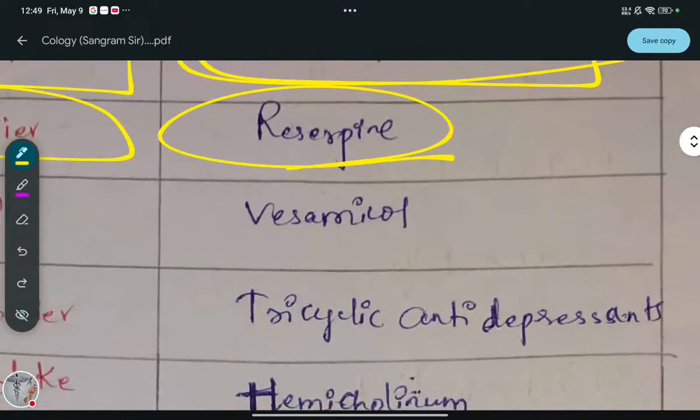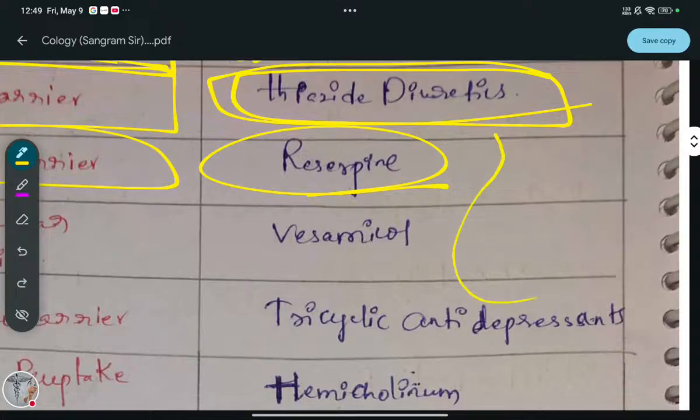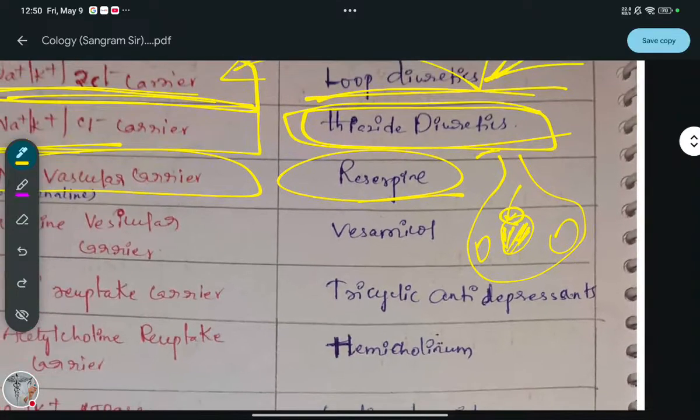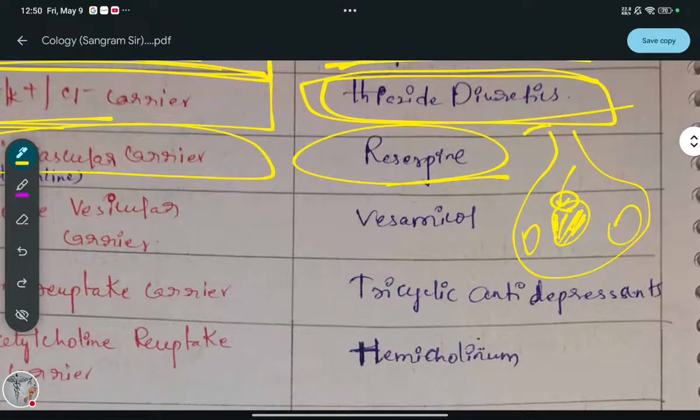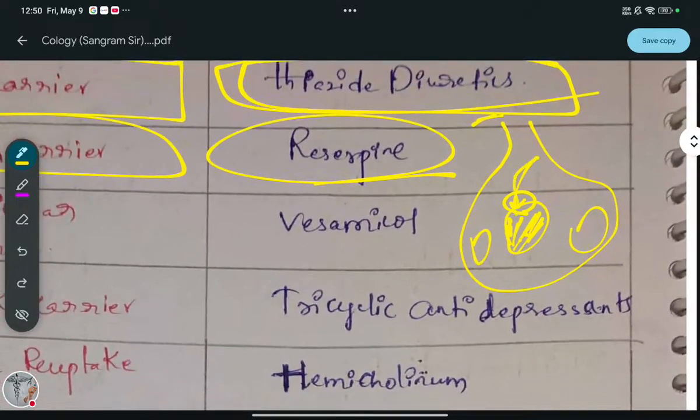See, this is your neuron. This is the postsynaptic side. In this neuron, vesicles will be there. Synthesis of noradrenaline takes place from amino acid tyrosine to L-dopa to dopamine. This dopamine will be taken up inside the vesicles. This is the channel, and its name is noradrenaline vesicular carrier. Through it, the dopamine will be taken inside the vesicles.